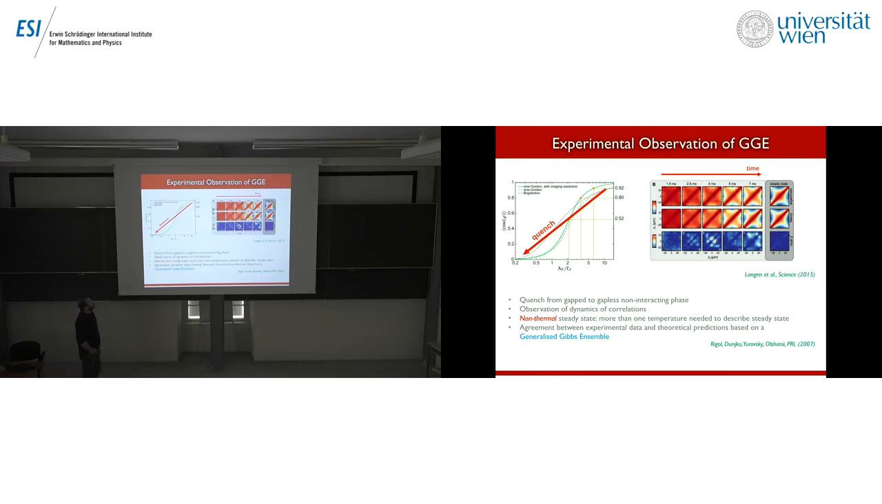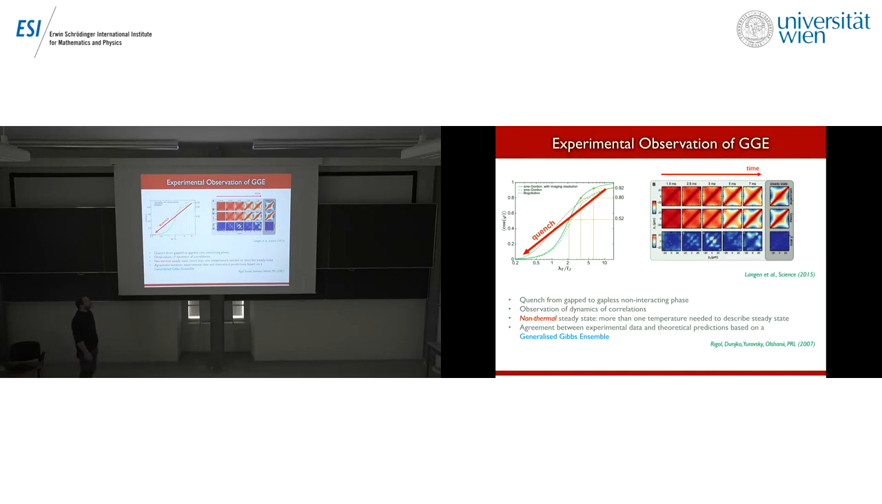Another interesting experiment performed in the same context is the experimental observation of the generalized Gibbs ensemble. So by tuning the parameters from the highly massive to the massless regime, the experimentalists could see the dynamics of a state that is initially short-range correlated under the Luttinger liquid dynamics and small deviations in the free approximation. And in this way, they could probe the system at different time instances, and they could see the time evolution of the correlation functions.